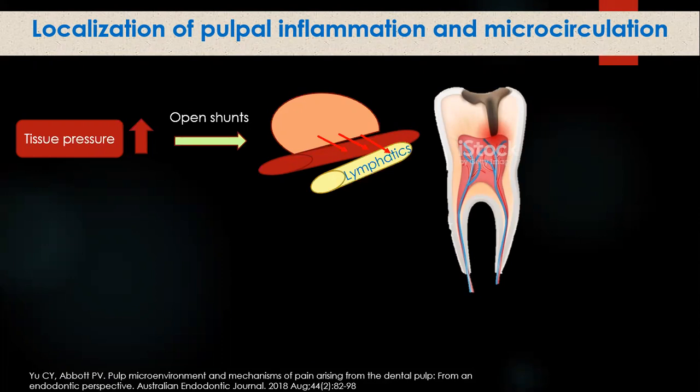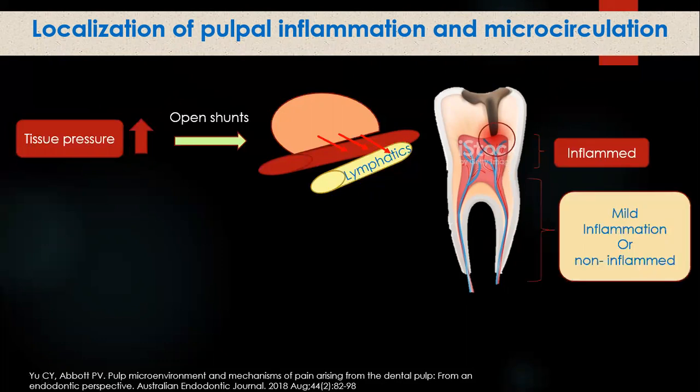inflamed area. So if the inflammation is in the pulp chamber, then it will remain in the chamber for up to 1 to 2 mm. In distant areas more than 2 mm, the pulp flow and the inflammation was normal or there was a mild inflammation. So this is the inflamed area and the other part is mildly inflamed or non-inflamed, right?